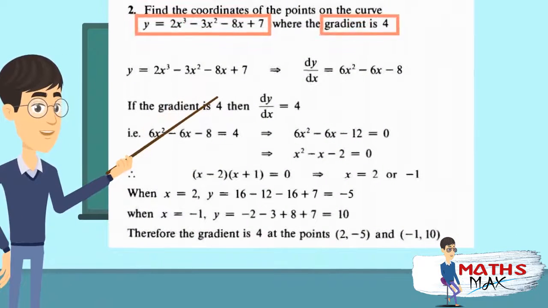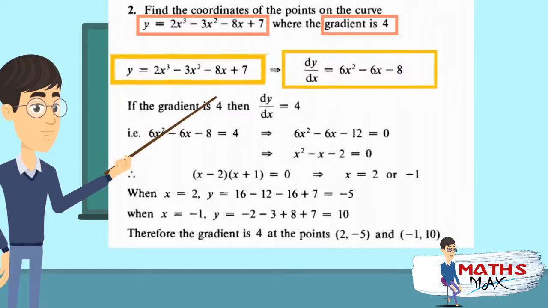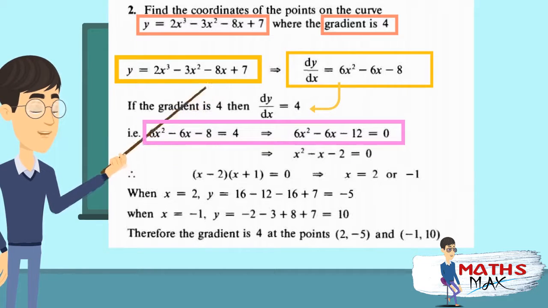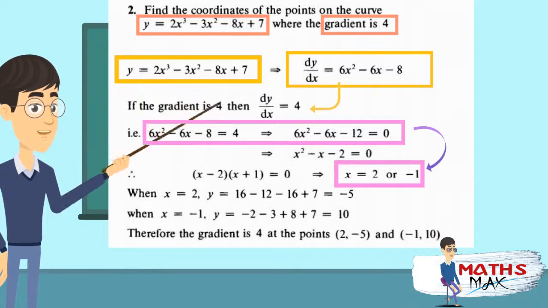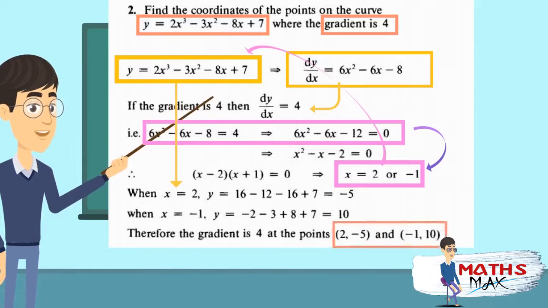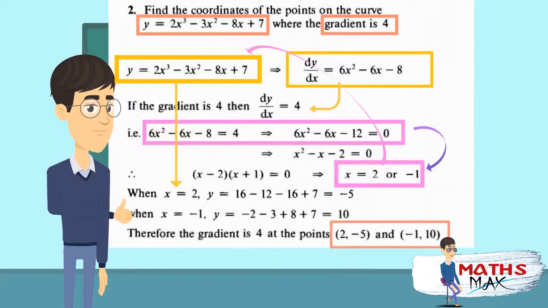This time, we have the function, and also the gradient at a point, and we need to find the coordinates of that point. You know how to get the gradient function. Then, that is equal to the given gradient at that point. Solving that equation, we can get the x coordinate of that point. There can be more than one point with the same gradient. Then, adding these coordinates to the function, we can find the coordinates of the points we need. Now, you can do exercise number 6.